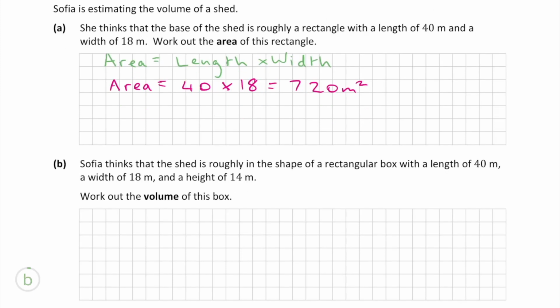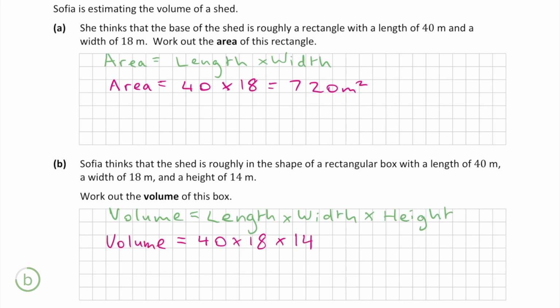Moving on to part B, we're told that Sophia thinks that the shed is roughly in the shape of a box with a length of 40 meters, a width of 18 meters, and a height of 14 meters. Now we need to calculate the volume of this box, since now we're given an extra dimension, which is its height. Again, this is pretty straightforward, as the volume of a box can be calculated as length times width times height, which in this case is simply 40 times 18 times 14, which is 10,080 meters cubed.